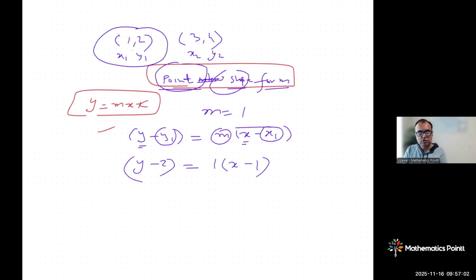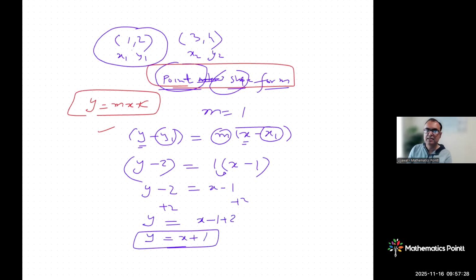Let's rearrange it. Y minus 2 equals to, distributive law, x minus 1. Take away 2, positive 2, positive 2. Y equals to x minus 1 plus 2. Y equals to x plus 1. You landed at exactly the same spot. Exactly the same spot.